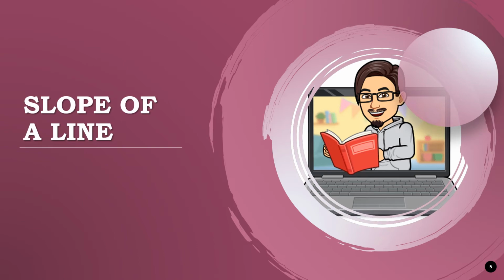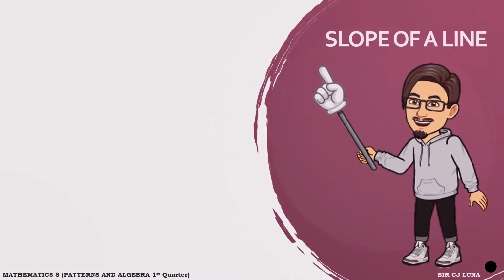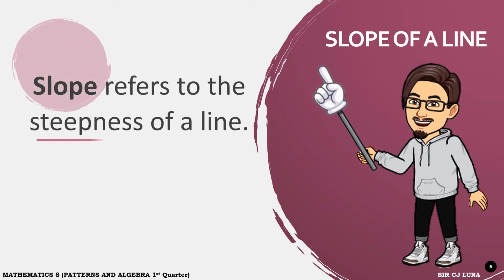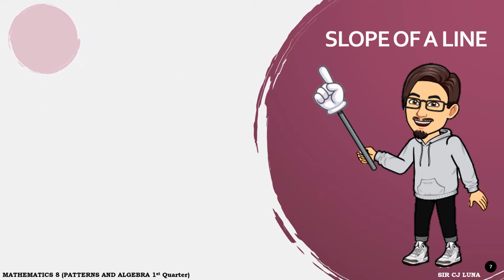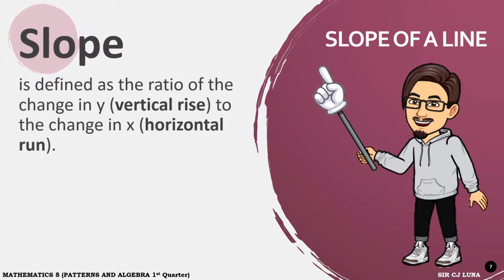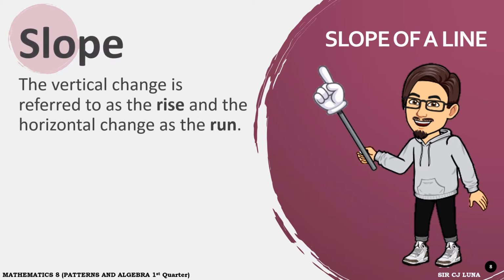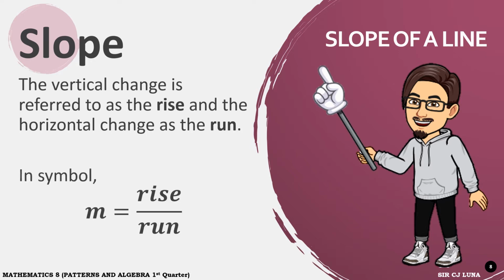So what is the slope of a line? Slope refers to the steepness of a line. Slope is defined as the ratio of the change in y to the change in x. It is represented by m. The vertical change is referred to as the rise and the horizontal change as the run. In symbol, m is equal to rise over run. Slope is equal to rise over run.